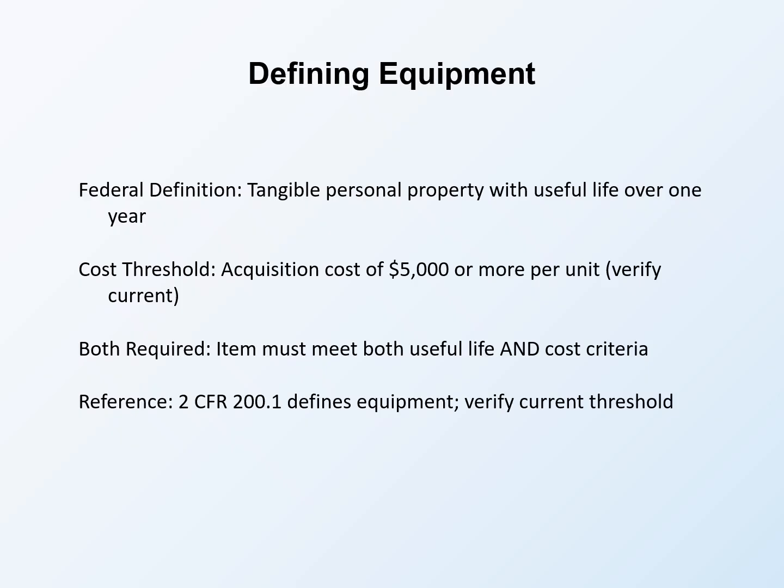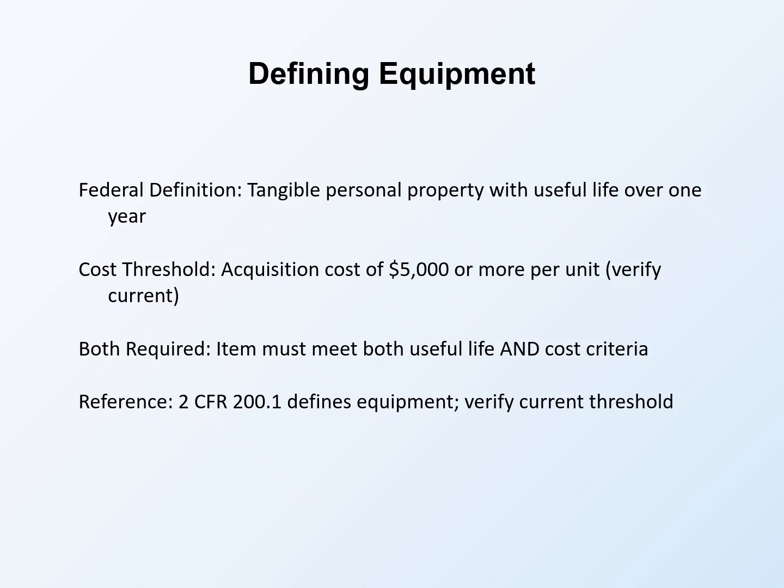The federal definition of equipment is tangible personal property, including information technology systems, having a useful life of more than 1 year and a per-unit acquisition cost equal to or exceeding the capitalization threshold established by the organization or the federal threshold, whichever is lower. The federal cost threshold was $5,000 per unit as of November 2025. Items costing $5,000 or more with a useful life exceeding 1 year are classified as equipment.